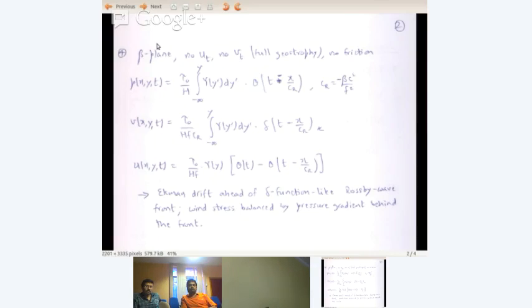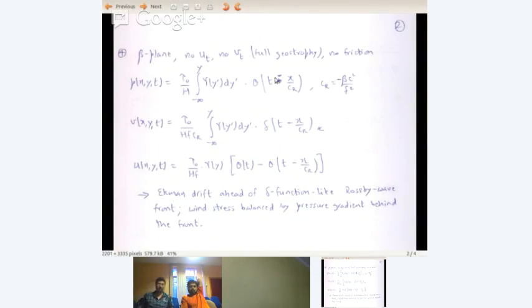So we have a beta plane, no ut, and now no vt. So we assume what's called full geostrophy and no friction. So you have a geostrophic balance along the coast and in the cross shore direction as well, because fv is going to be balanced by px and fu by py or minus py. So the solution now is P of x comma y comma t is tau naught by h into integral minus infinity to y of Y of y prime dy prime. You don't have that y prime minus ct anymore, into theta of t minus x by cr.